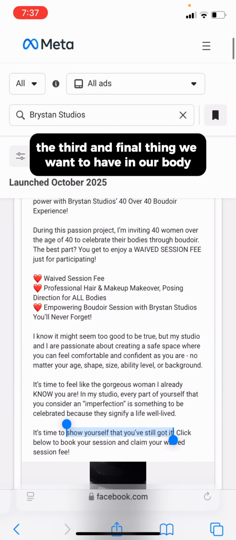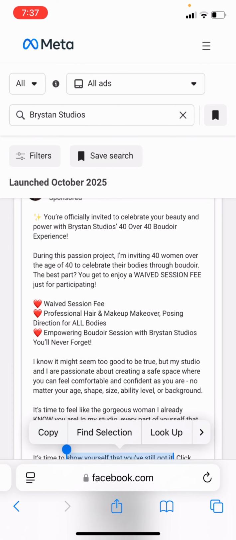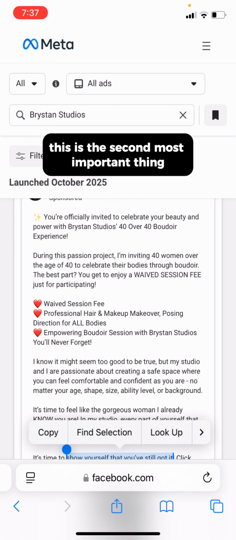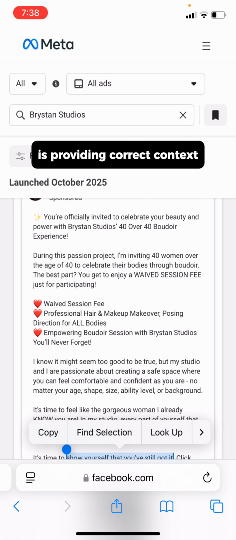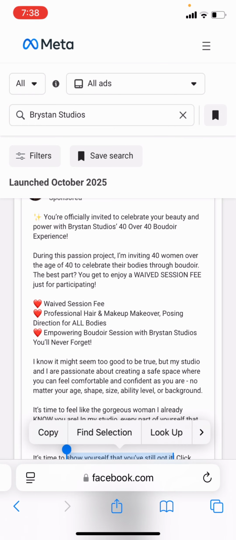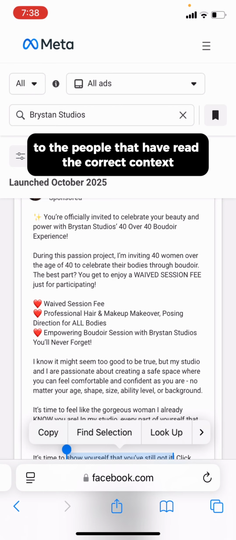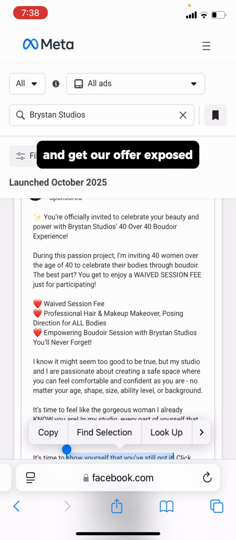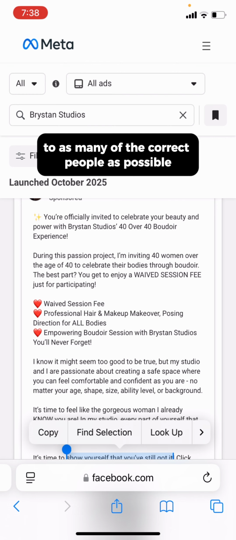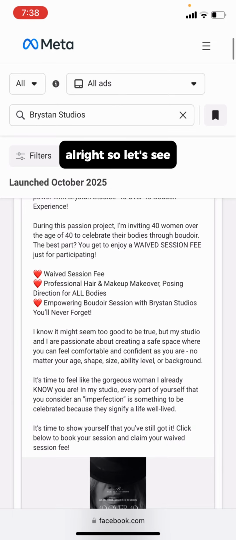All right, the third and final thing we want to have in our body copy is our full offer. This is the second most important thing. The most important thing for an ad is providing correct context. The second most important thing is to provide the offer to the people that have read the correct context and get our offer exposed to as many of the correct people as possible.